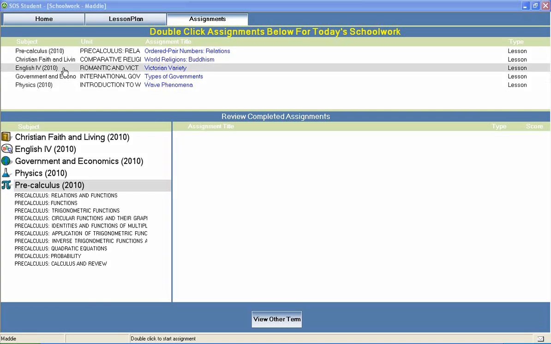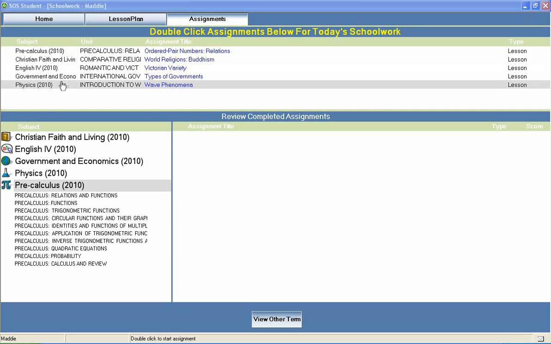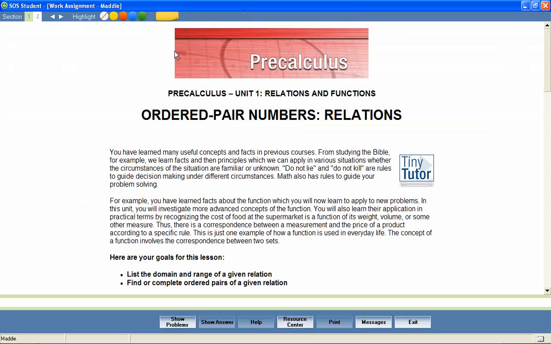Welcome to Switched On Schoolhouse, a CD-ROM-based homeschool curriculum from Alpha Omega Publications. Switched On Schoolhouse Pre-Calculus is a high school math course that is typically included in a 12th grade course of study. Units include relations and functions, trigonometric functions, identities and functions of multiple angles, inverse trigonometric functions, probability, and much more. Now let's take a look at a pre-calculus lesson to see how concepts like these are covered.